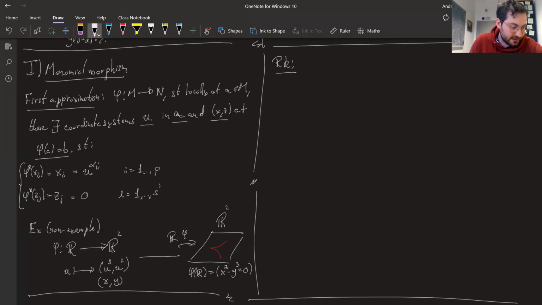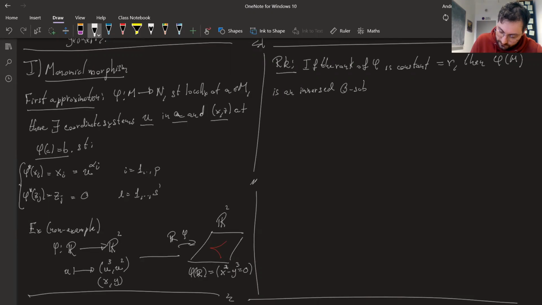So the little remark here is that if the rank of phi is constant, equal to r, then the image is an immersed, not embedded, locally embedded but globally immersed submanifold.